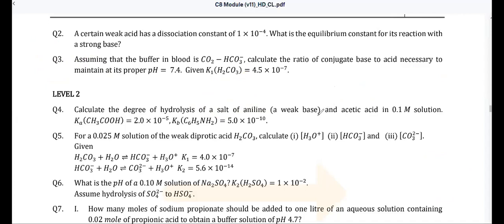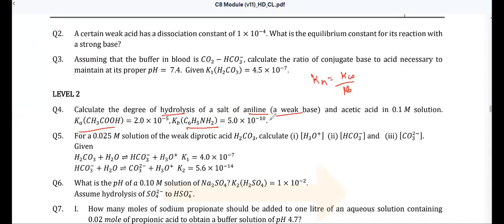Everyone, let's see question number 4. Now, when you talk about question number 4, again, what is the reaction? Hydrolysis. This is a weak base given. So KH, write down what we know. KH is equal to KW by KB. But we have Ka and this KB.